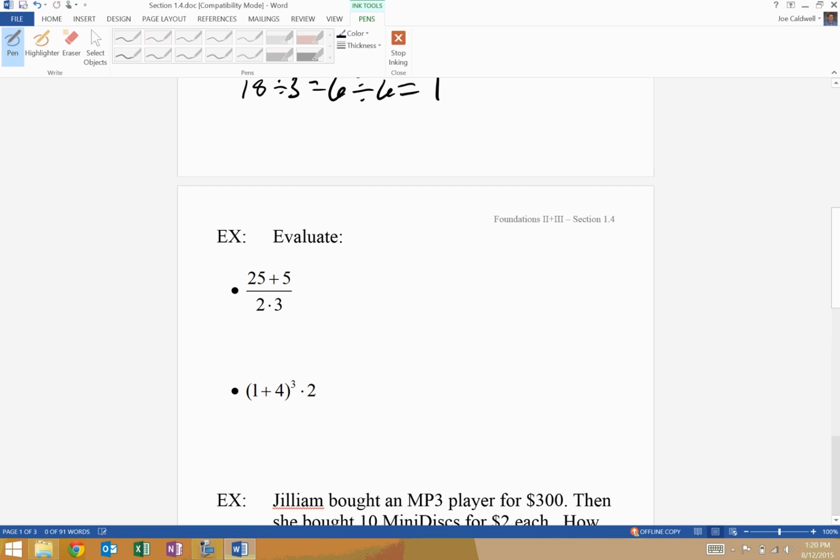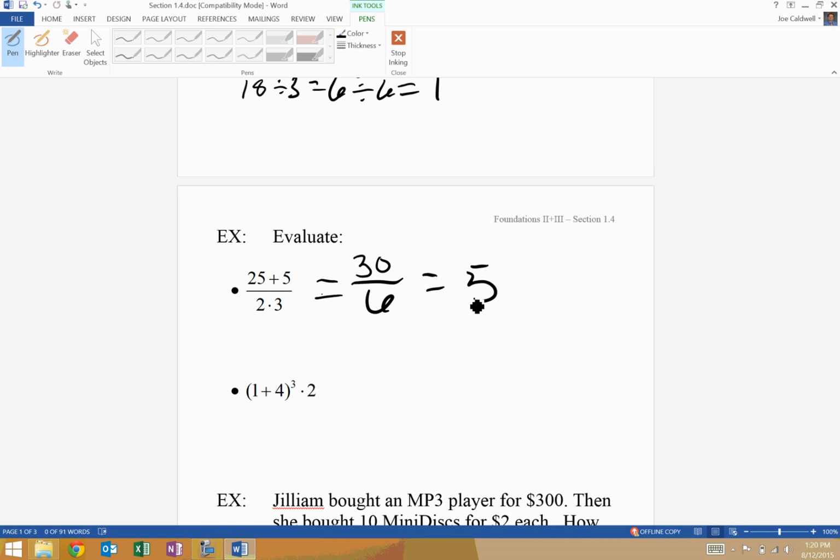Here's an example of another type of grouping I mentioned earlier, which is where you have fractions that group. You should try to solve the top, then solve the bottom, then simplify. So for example, we simplify the top first: 25 plus 5 is 30, and 2 times 3 is 6. Remember, a fraction bar is also like a division sign. So 30 divided by 6 simplifies to 5.